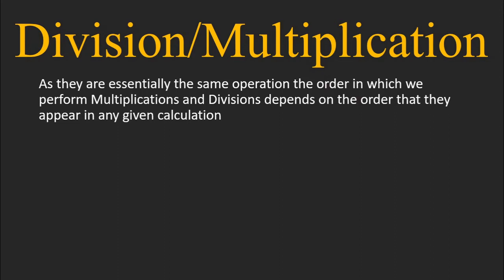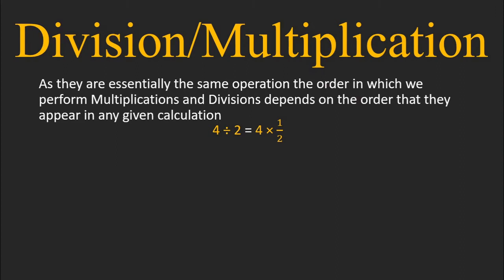Next, let's have a look at multiplication and division. Why do they happen at the same time? It's because they're essentially the same operation. Let me show you an example. 4 divided by 2 is the same thing as 4 times a half.